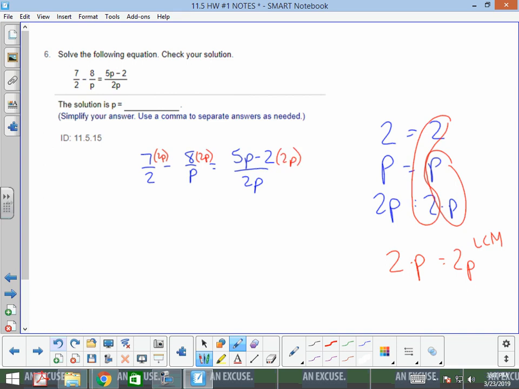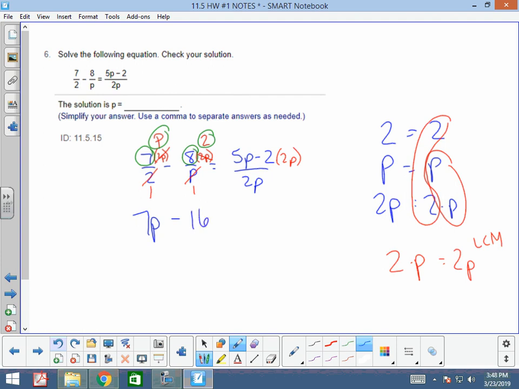Don't multiply when you're doing this. Go ahead and reduce first. So 2 divided into 2 once. 2 goes into 2p, p. So p times 7 is 7p. Minus, p goes into p once. 2p divided by p is 2. So 2 times 8 is 16. Equals 2p goes into 2p once. So 1 times 5 minus 2 is just 5p.